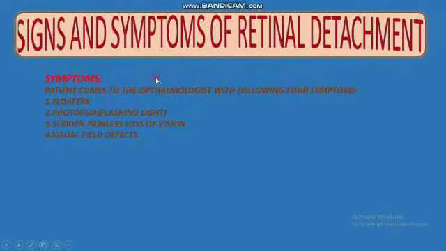Now symptoms: the patient comes to the ophthalmologist with the following 4 symptoms. First of all, floaters: the patient perceives moving black spots in his or her visual field due to vitreous opacity. The second symptom is photopsia, meaning flashing lights are perceived by the patient due to traction on the retina. Third is sudden painless loss of vision if the macular region is involved.